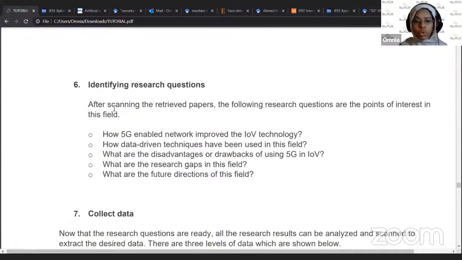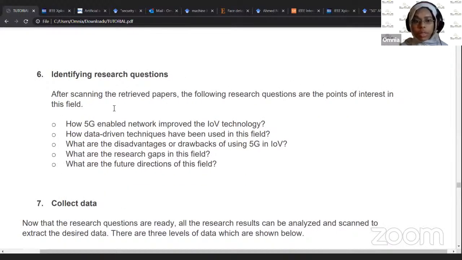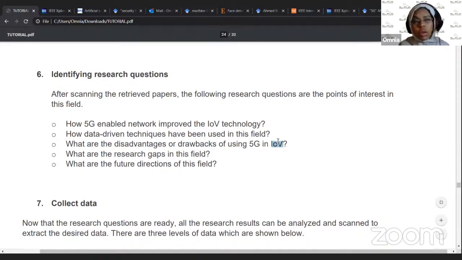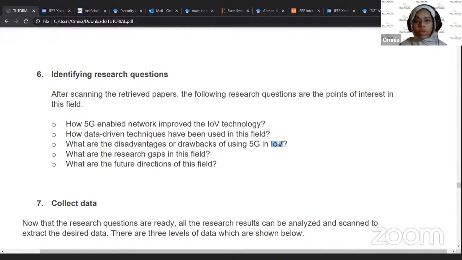That is why we are going to specify first what research questions we're interested in. For example, we can be interested in how 5G-enabled networks improved the IOV technology. So how did the new, fastest internet currently in the world improve the IOV, Internet of Vehicles? How did machine learning help in this field? What are the disadvantages or drawbacks of 5G? Maybe there are, because if we have a very fast internet, maybe it needs a lot of computing power. Remember that we're talking about smart vehicles, which don't use gas, they use electricity. So it has limited power. Maybe the faster the internet, the more power is going to be consumed.